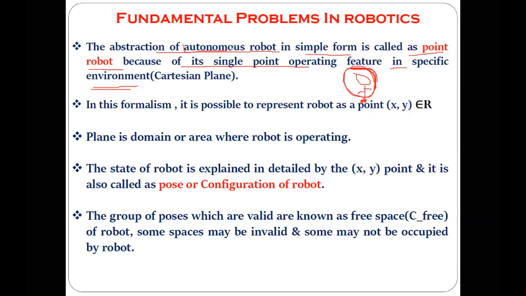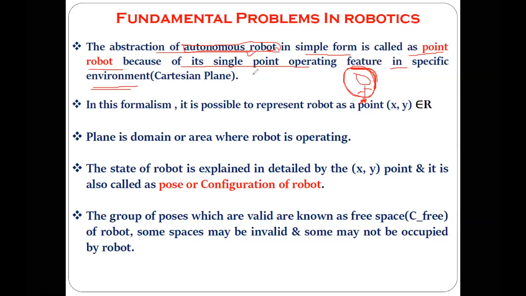Now, what do you mean by the autonomous robot? An autonomous robot is that particular kind of robot where the user is not interfering with the robot. The robot is operating by itself. There is no need for the human to interfere with that robot. So that particular robot is called the autonomous robot.